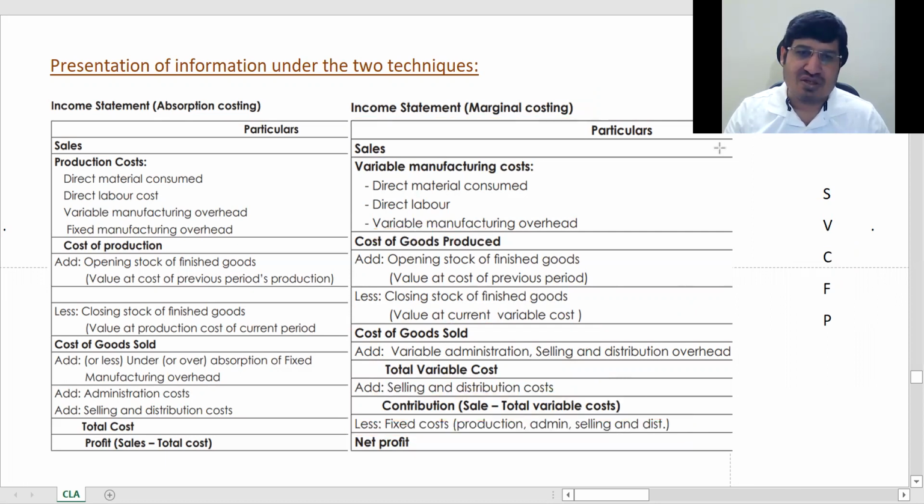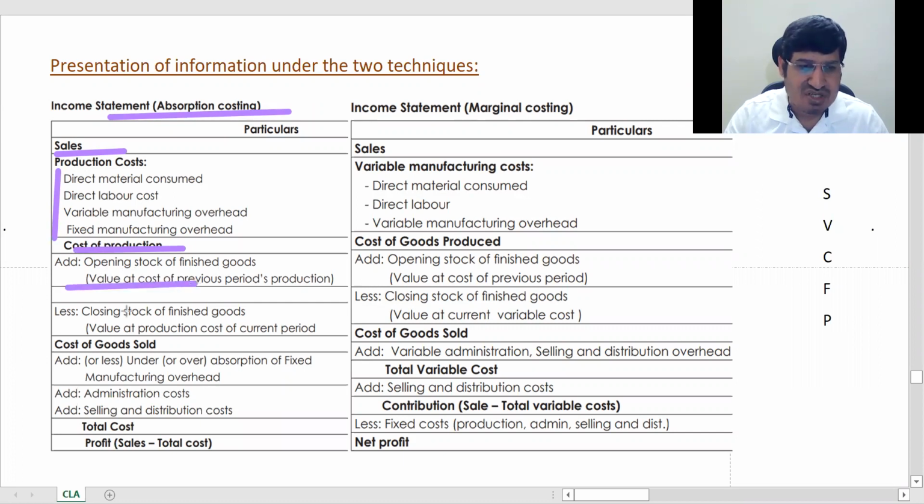Now how we show it in absorption costing. See, this is your traditional costing. Probably you will understand this if you have seen a cost sheet. Because it's an income statement, you show sales less cost equals profit. Production cost: direct material, labor, variable overhead and fixed overhead, everything together gives you cost of production. To cost of production, add opening stock of finished goods less closing stock of finished goods, and you get cost of goods sold. This is how we do a cost sheet, if you remember.